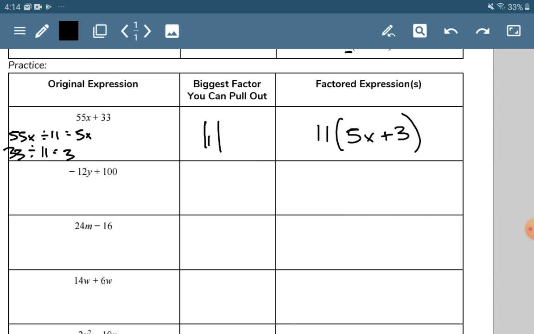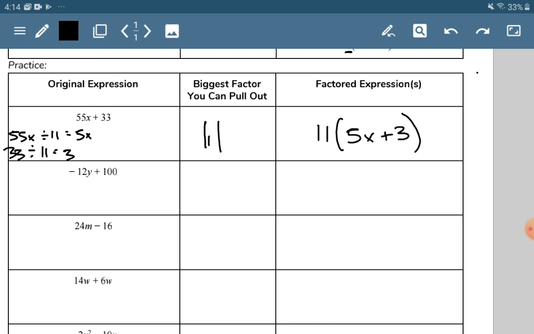So in the one below, we've got negative 12y plus 100. I want to think of, again, the biggest factor, the most things I can pull out. So the first thing I notice is they're both even numbers. That means I could divide by 2, but that's not actually going to be the biggest factor I can pull out. So when I'm thinking about what I can divide by, I want to think about the factors of 12, let's say.